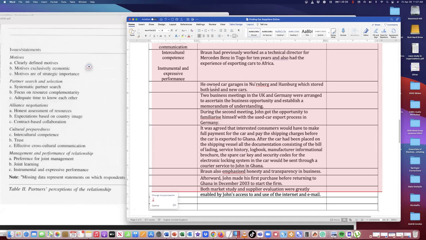He owned garages in Nuremberg and Hamburg, which sold both new and used cars. Which one is it? Resource complementarity. Well, your guy was looking for used cars, so you're right. Okay, what else?